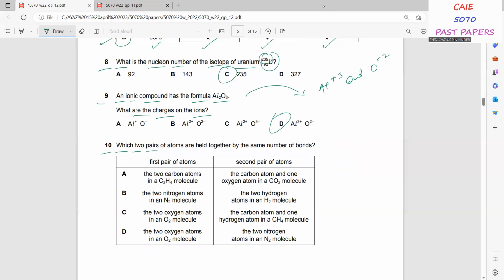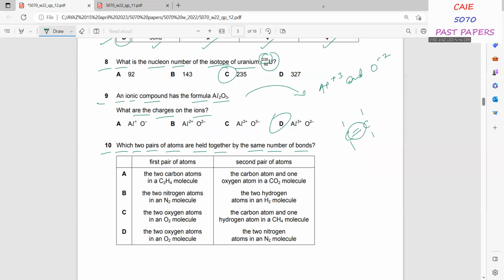Number 10. Which 2 pairs of atoms are held together by the same number of bonds? Two pairs of atoms, they are held together by the same number of bonds. Read this statement again if you face a problem, because this is a tricky one. A, in the first column, they are talking about the first pair of atoms. In the second column, they are talking about the second pair of atoms. A, two carbon atoms in a C2H4 molecule. This is C2H4. So the two carbon atoms have two bonds.